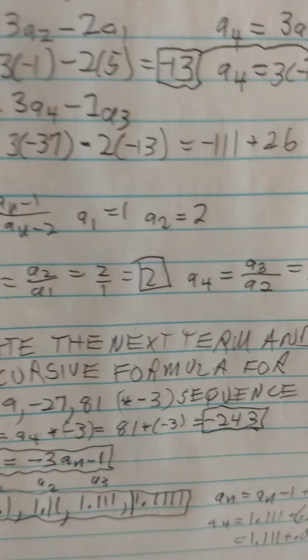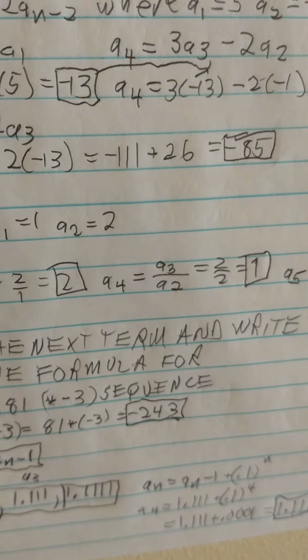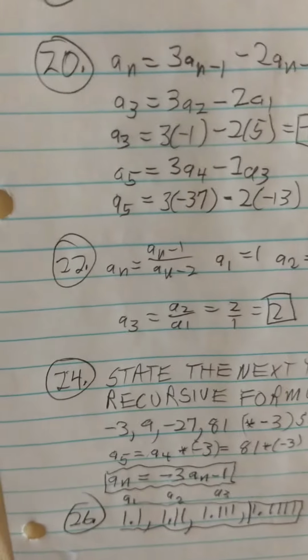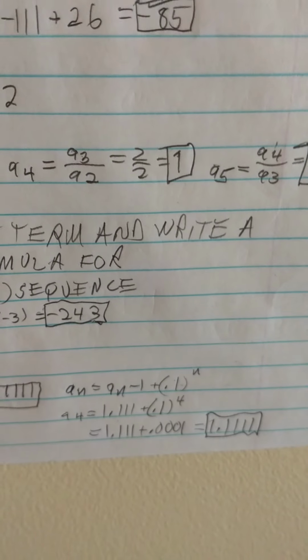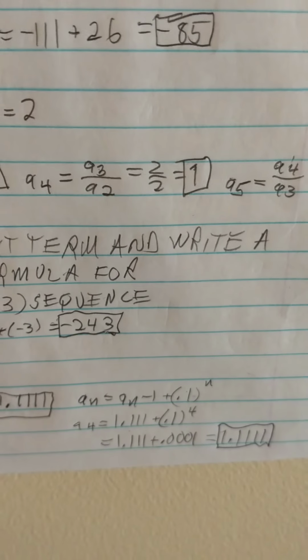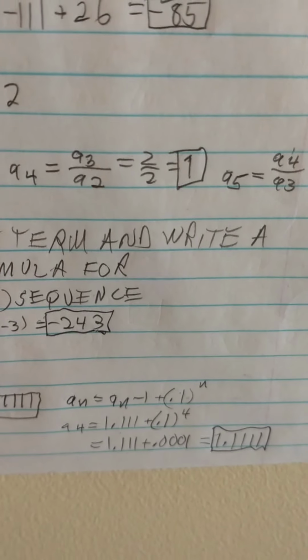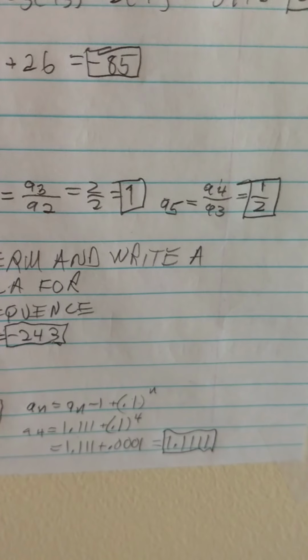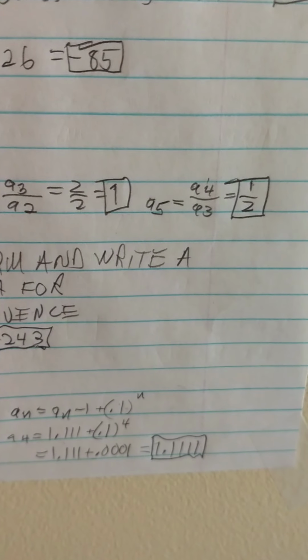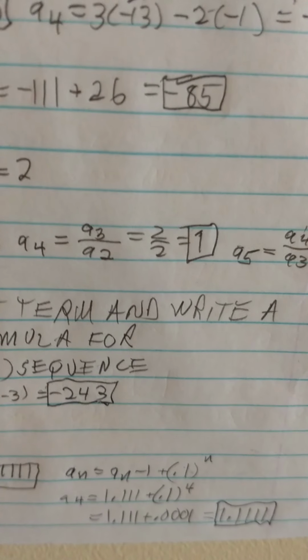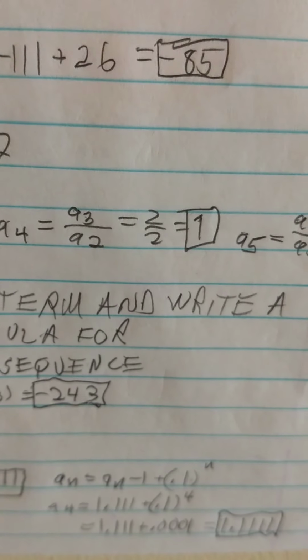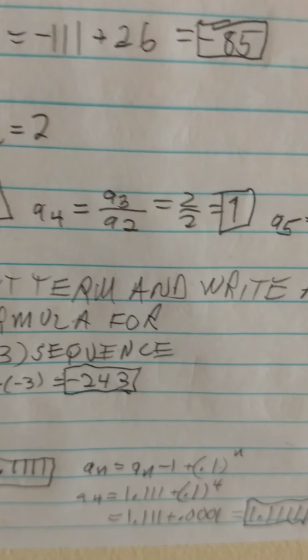Now, the last problem for our homework, 26, is the sequence 1, 1.1, 1.11, 1.111, and the fourth term, of course, would be 1.1111. Now the general term from that would be a sub n equals the last term a sub n minus 1 plus 0.1 to the n. So let's see how that works on the fourth term, the one we were given to find. A sub 4 is equal to a sub 3, which is 1.111, plus 0.1 to the 4, which is, as we can see, 0.0001, giving us that fourth one. So that makes up the 1.1111. And this completes section 12.1.